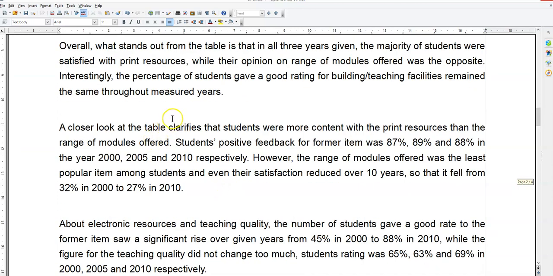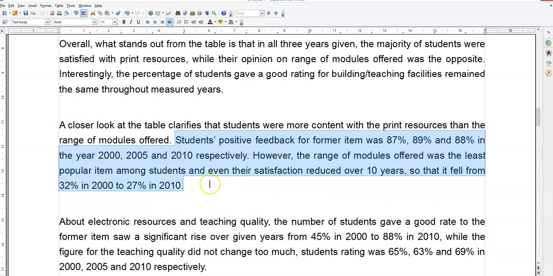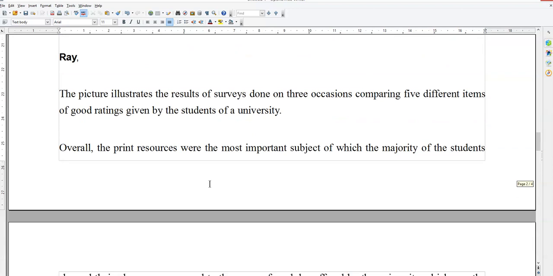Of course, looking at the table clarifies that students were more, it doesn't say if they were more content or not, with the print resources, random modules, feedback for the form writer. Yeah, that's okay. Okay, so this is how you would structure the information. So what I would have done, I would have just put the first 4 in paragraph number 3, as I did in my example, and then just put the unchanged one at the end, 77, 77, and 77. That's how I would have approached that one.